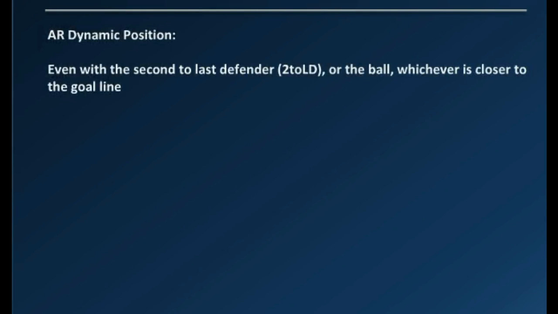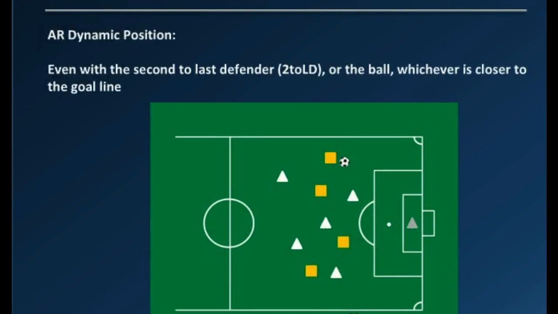The basic dynamic position of the assistant referee will be even with the second to last defender, or the ball, whichever is closer to the defending team's goal line. We should know this from our understanding of the offside law, as this position puts us on the offside line.